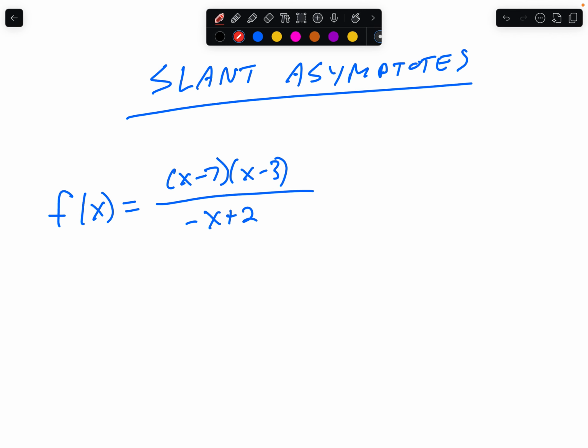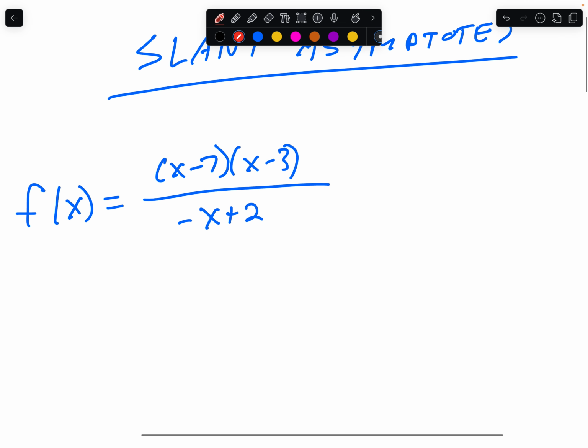Okay, so let's take a look at what are known as slant asymptotes, and we're going to have to bring a little bit of calculus concepts into this, so we'll talk about it a little bit. So the first thing that you need to make sure we do when we're dealing with slant asymptotes is make sure everything is in standard form, right?